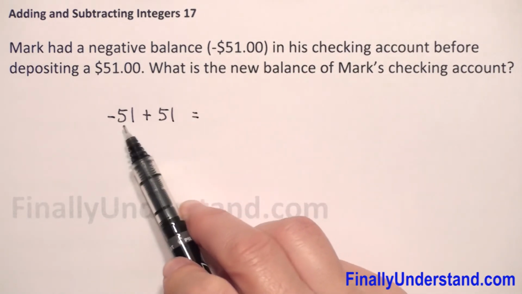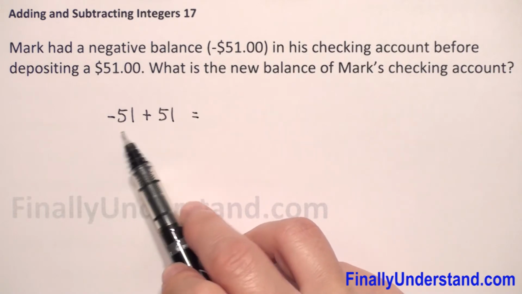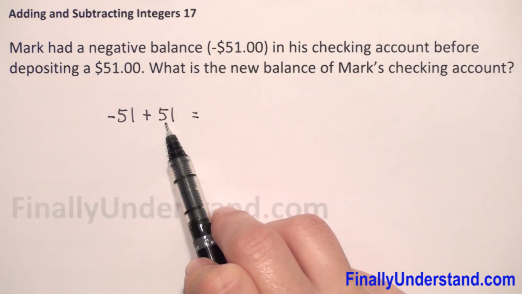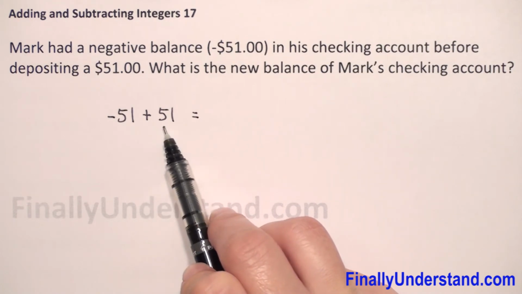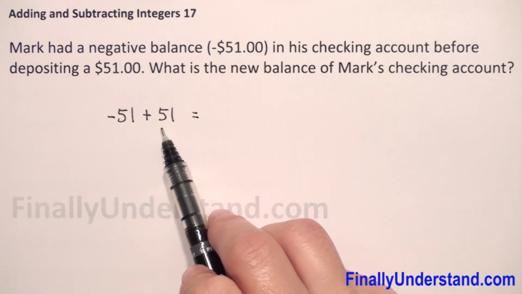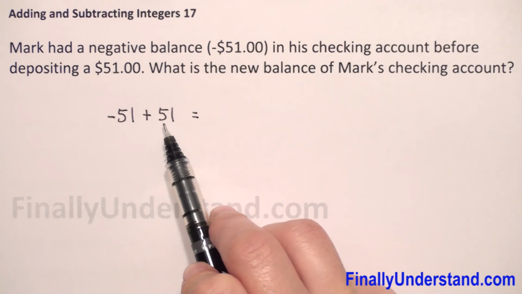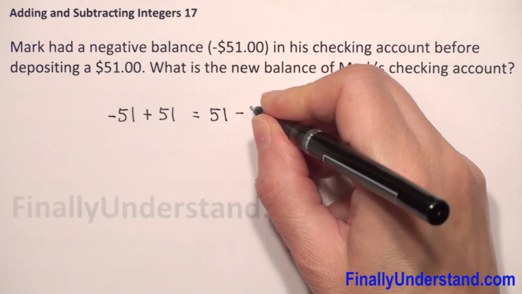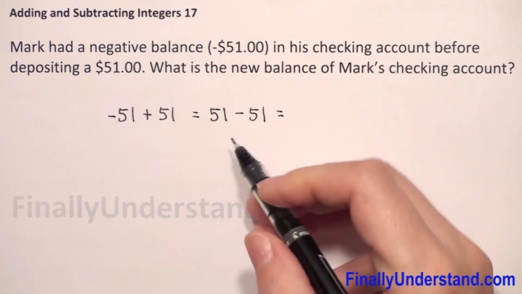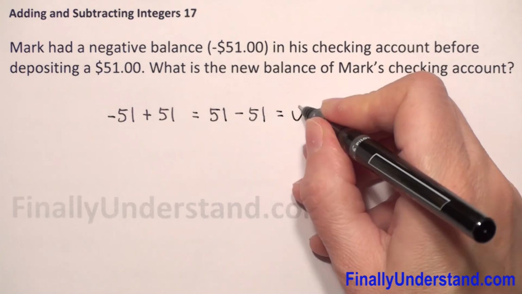First, we have addition of two integers with different signs. The numbers are the same, 51 and 51. So first, we can rewrite this starting from the positive number. So we have 51 minus 51. 51 minus 51 is 0.